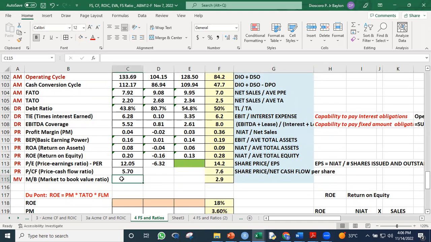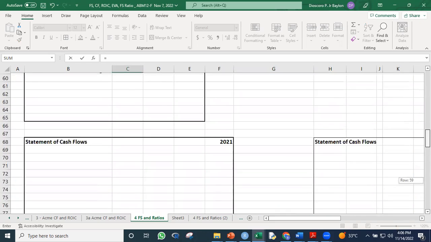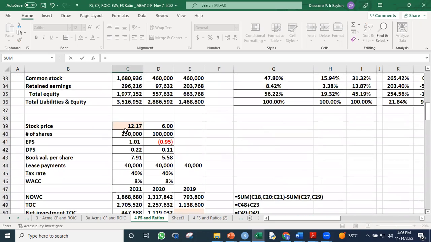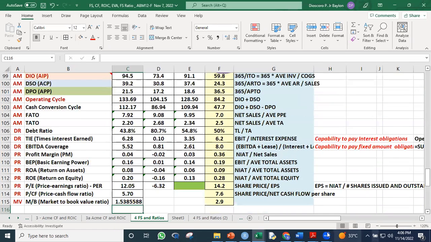Okay? And then lastly, market price versus book value price. So good, binigyan na sa atin to, no? Market price is 12.17. Ito na yung price per share. And then book value per share binigay na, 7.91. So yun lang, diretso na yun. Okay, makuha rin pala natin to. Okay, so that's it, no?